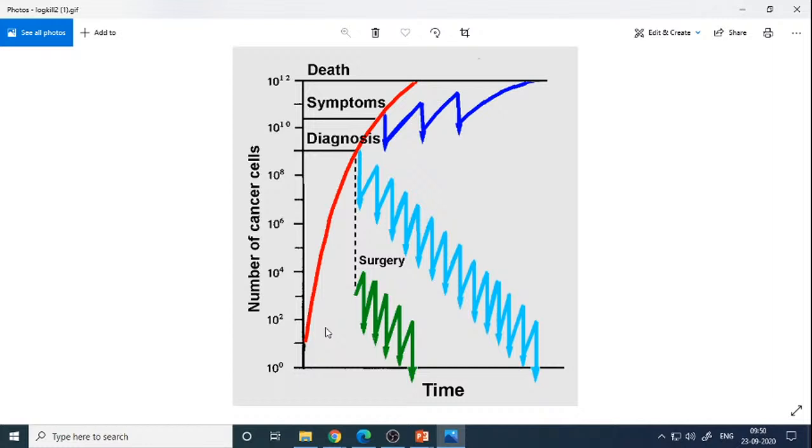And most of the cells pass through G0, G1, S, G2, M. These phases the cell cycle passes through. G0 is the resting phase. G1 is the pre-synthetic phase. S is the synthetic phase. G2 is the post-synthetic phase.